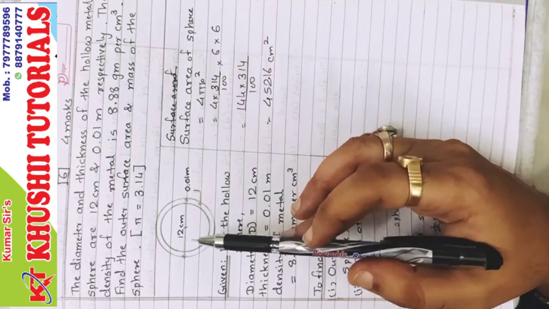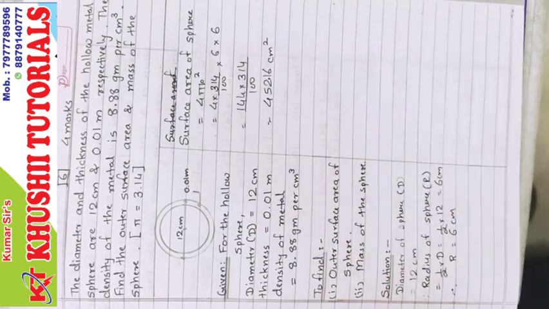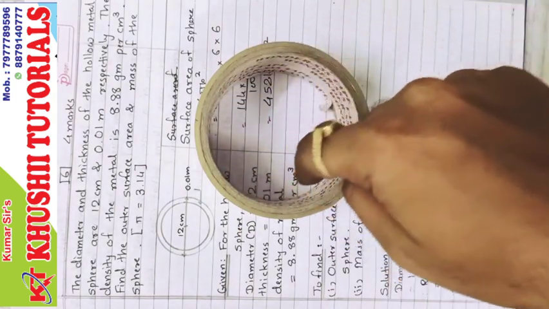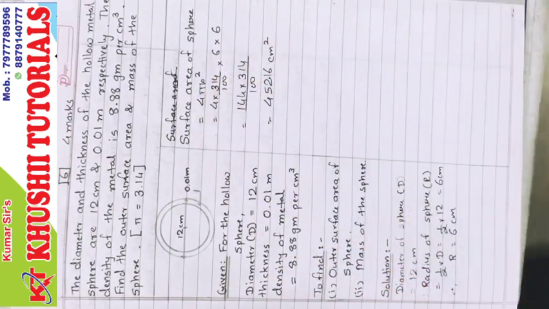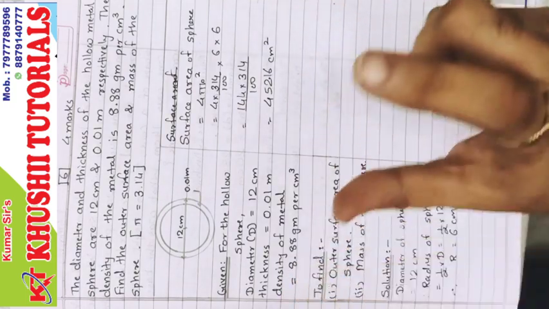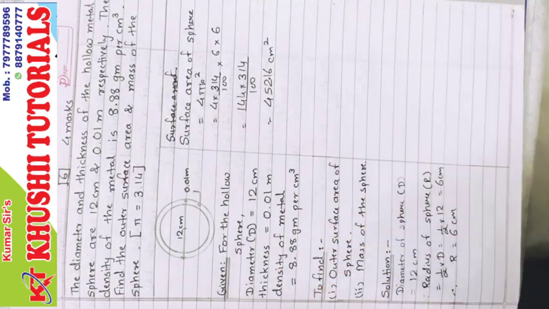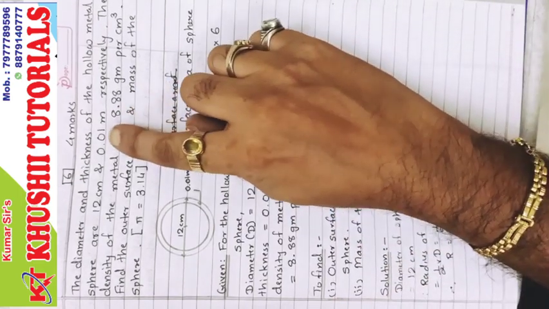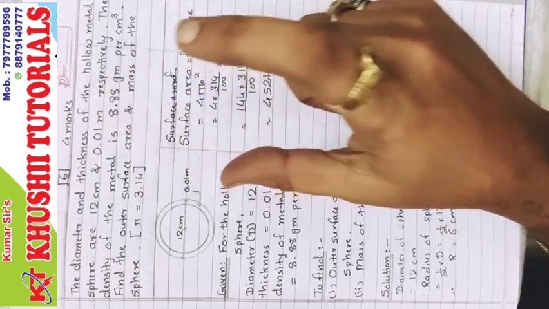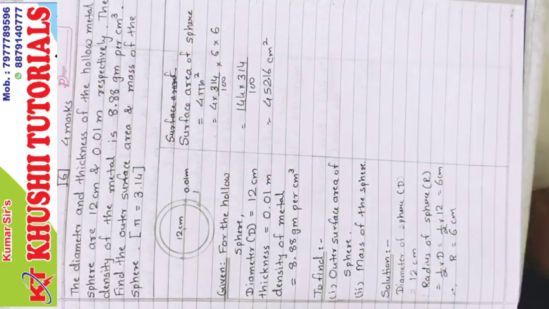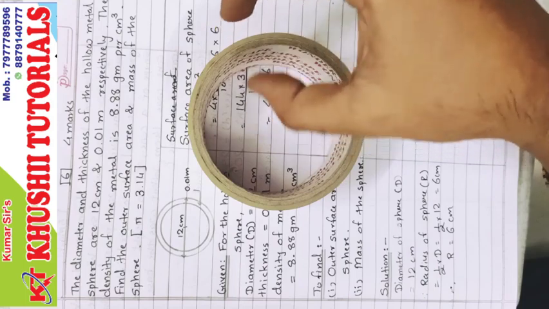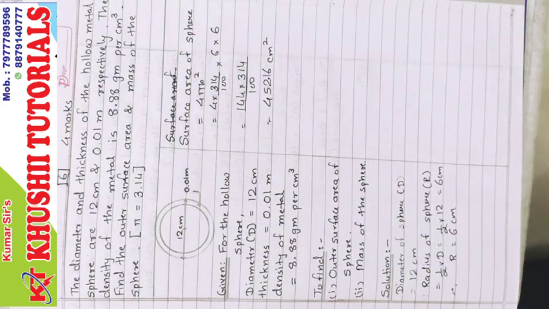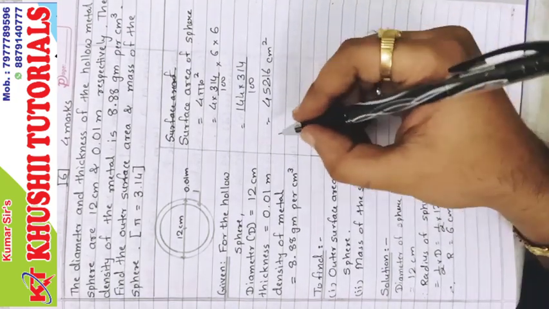Now this sphere is a hollow sphere, just like this cylinder. This cylinder is a hollow cylinder which has a gap inside. Same way, a sphere, a ball which has a gap inside, has a particular thickness. Outer radius is given 6, inner radius is not given, but the thickness is given. So if we subtract the thickness from the outer radius, we will get the inner radius. So first of all we will find the inner radius.